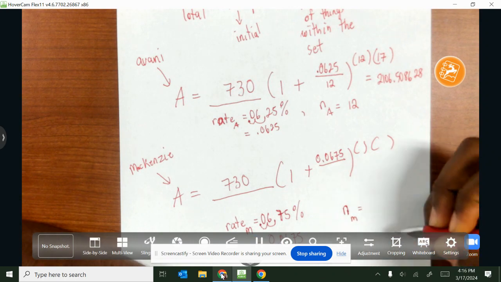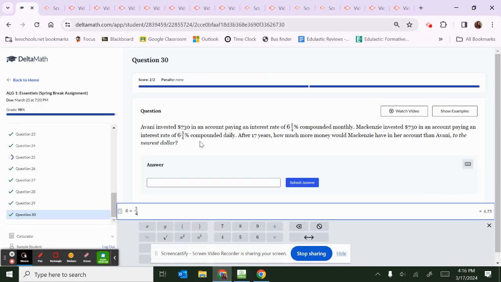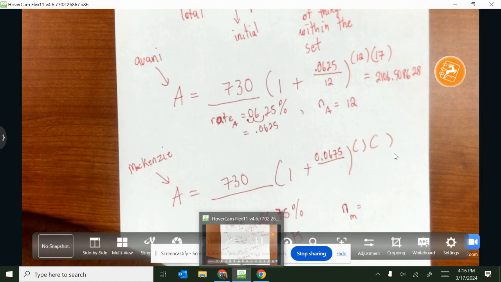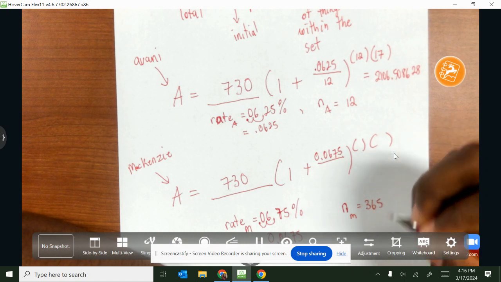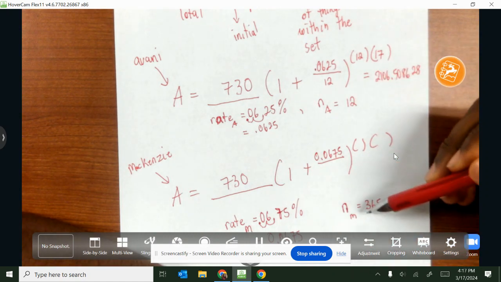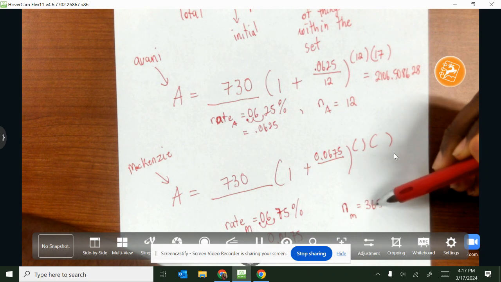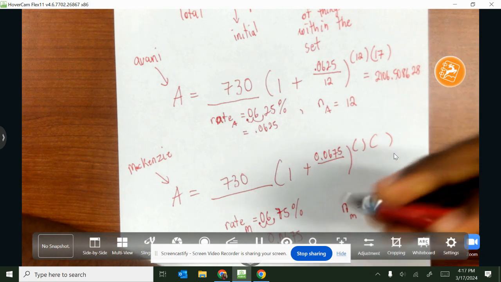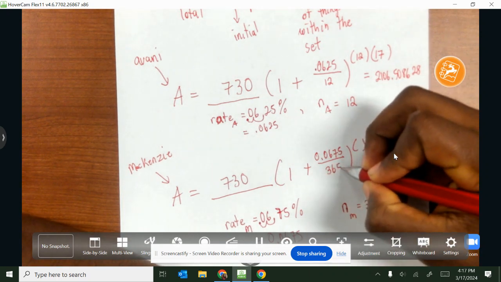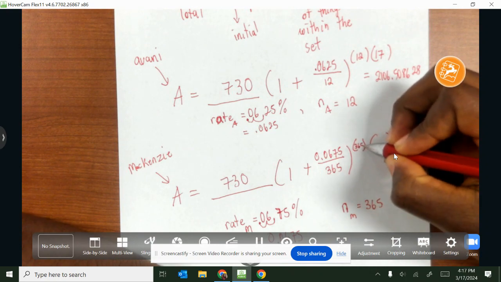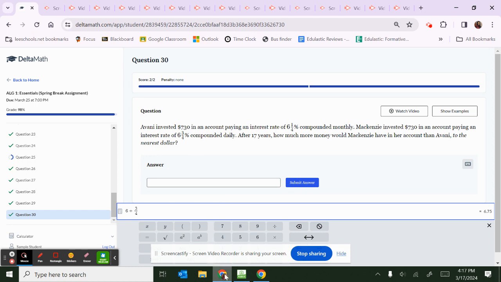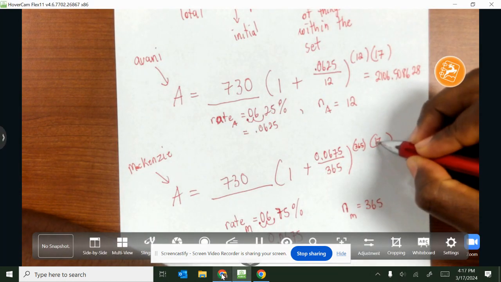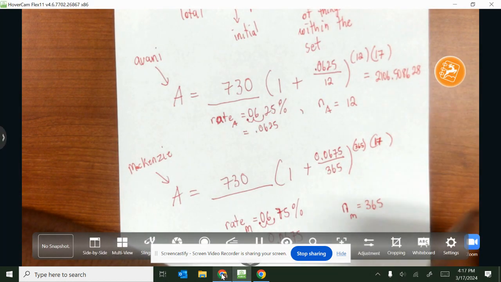All right. So now I need to look at the N for Mackenzie. Mackenzie says that hers is being compounded daily. So there's about 365 days within a year. So for hers, her N was 365. Because again, we're looking at this for the year, or for the years, and there's 365 days within a year. So that's her N. That would go in both of these places. And for both of them, the number of years that's passing is 17 years.